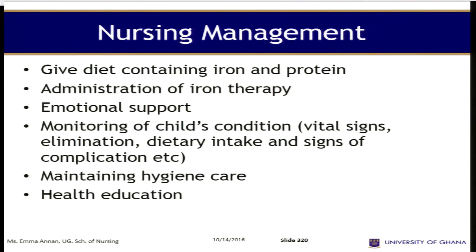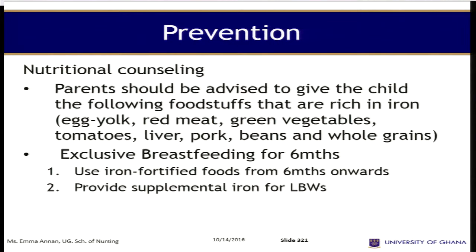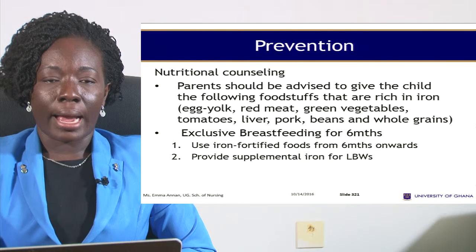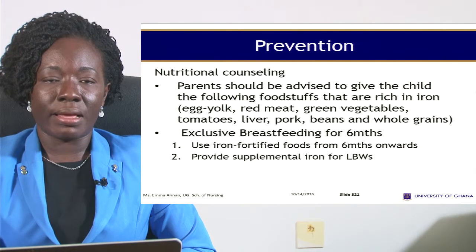Nursing management: you give diet containing iron and protein. You have to give the iron therapy, you give emotional support, then you monitor the child's condition, maintain hygiene care and health education. You have to give counseling on what the child is supposed to eat. Then you also encourage breastfeeding, and these will prevent the child from getting iron deficiency anemia.